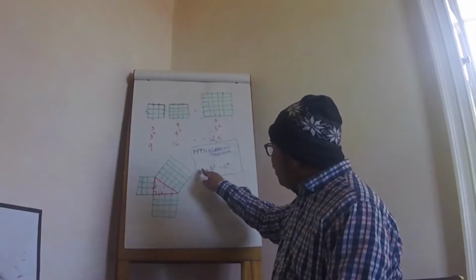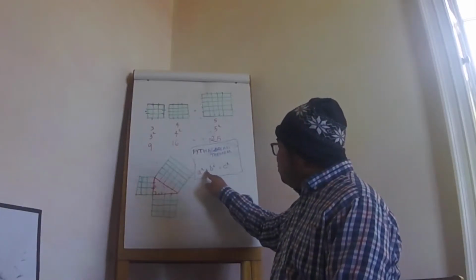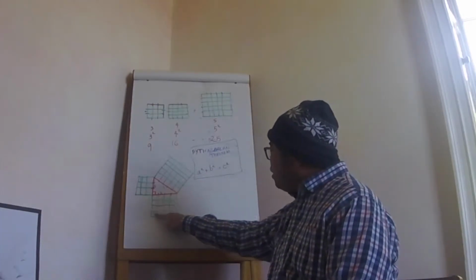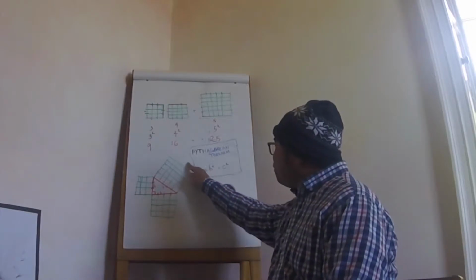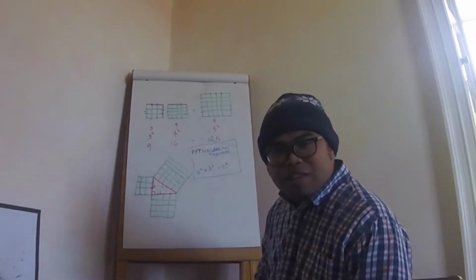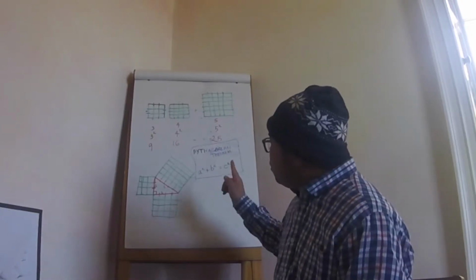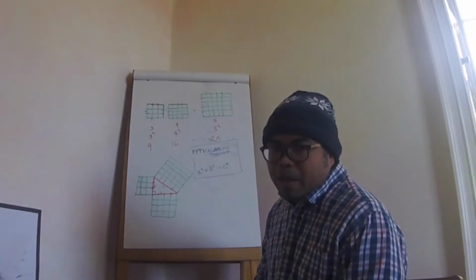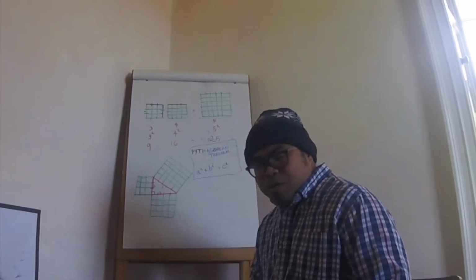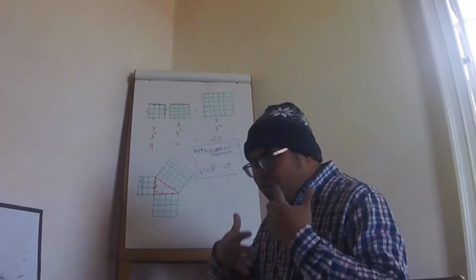So the square of A plus the square of B is equal to the square of C. And this is the Pythagoras theorem, or Pythagorean theorem. Now I want you to put that in your notes to send to me so that we get this idea.